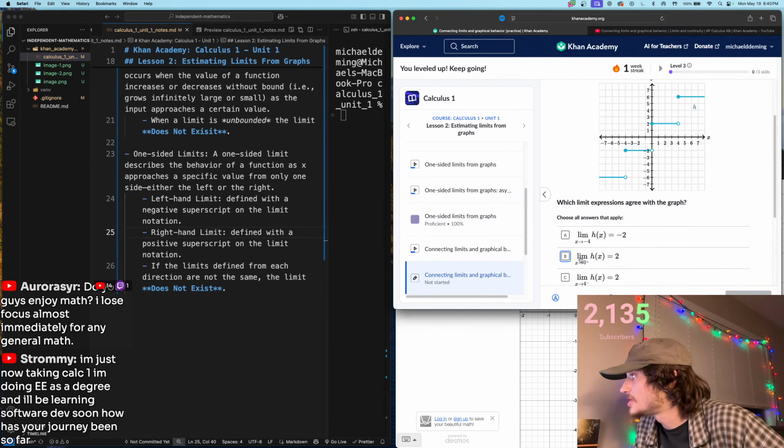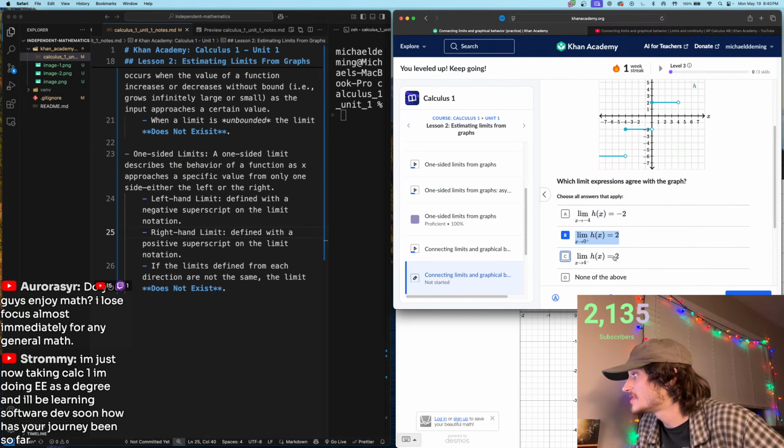As x approaches 0 from the positive direction, the limit is equal to 2. That is true. The limit of h of x is equal to 2 as x approaches 4 from the negative direction. So as we approach 4 coming from the negative direction, we also converge on a limit of 2. That's true.